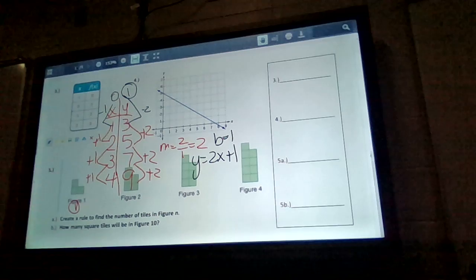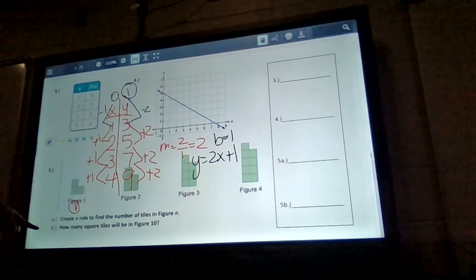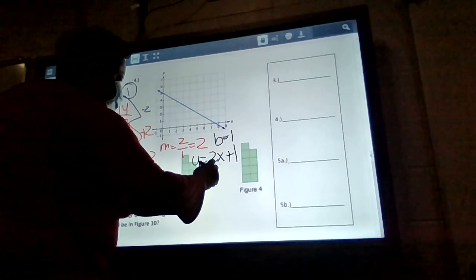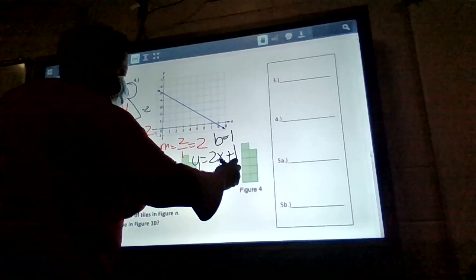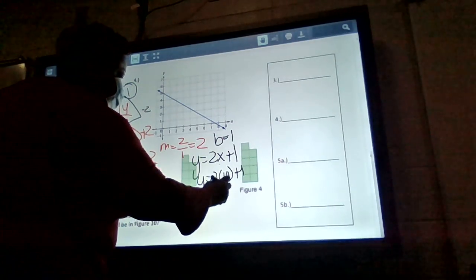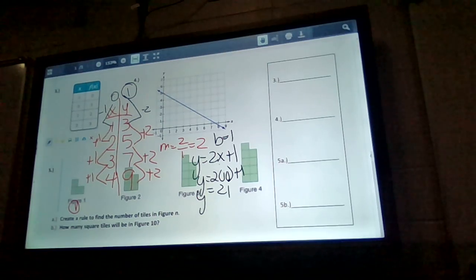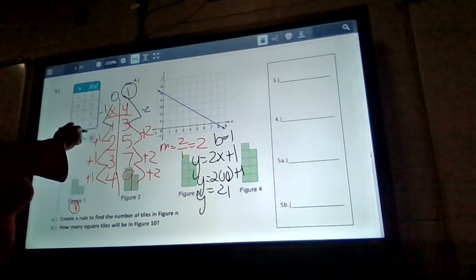So the next one said, how many squares would be in figure 10? So that would mean x would be equal to 10. I should have made that an n. So that's equal to 21. 2 times 10 is 20, plus 1. So all I want you to do is substitute 10 in for your input. Okay? So that's that one.